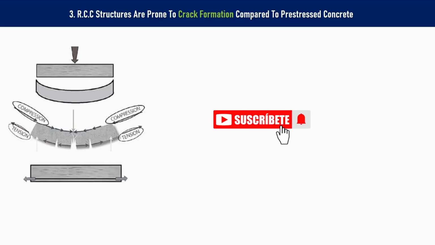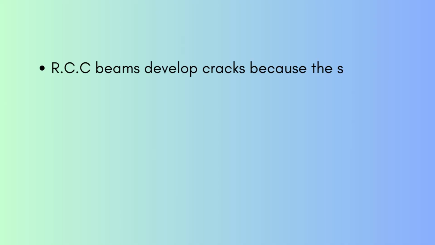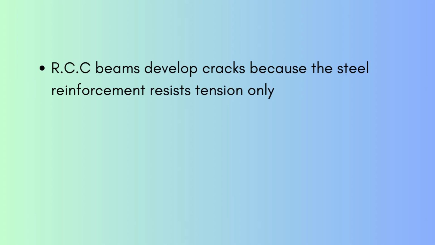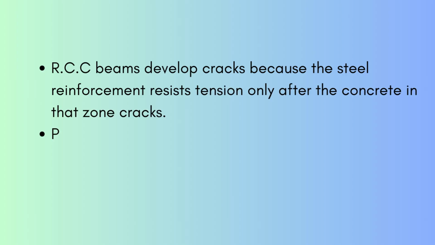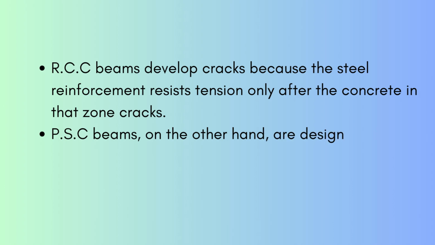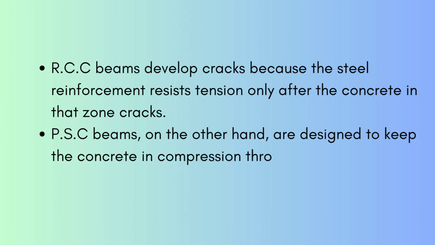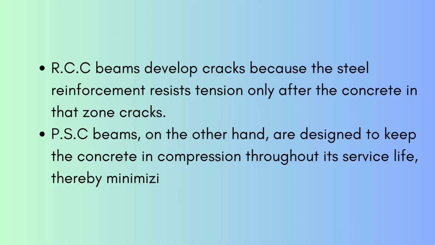common in RCC structures. In short, RCC beams develop cracks because the steel reinforcement resists tension only after the concrete in that zone cracks. PSC beams, on the other hand, are designed to keep the concrete in compression throughout its service life, thereby minimizing or eliminating cracks.